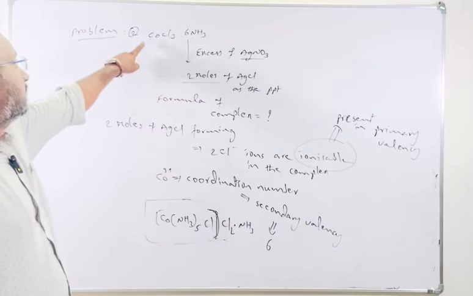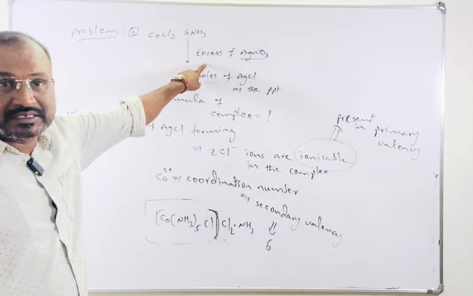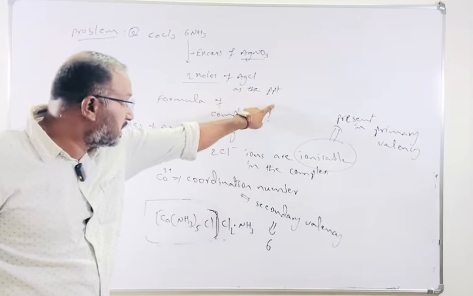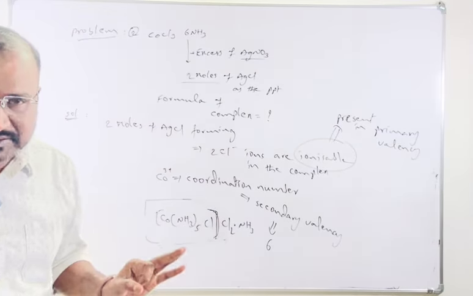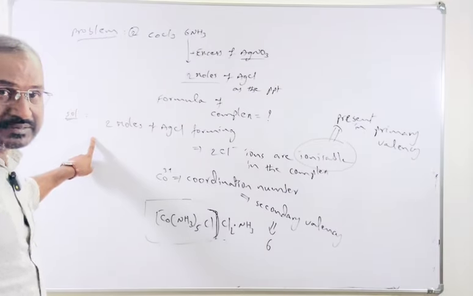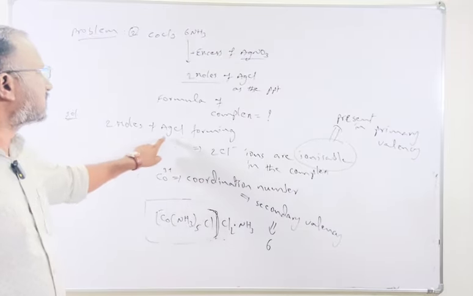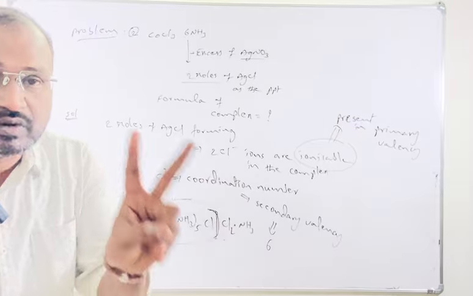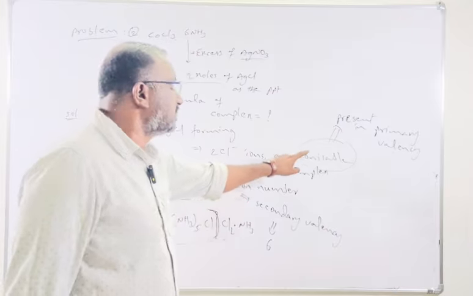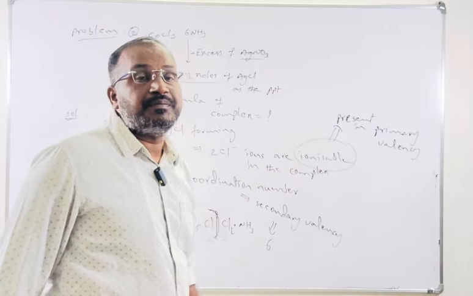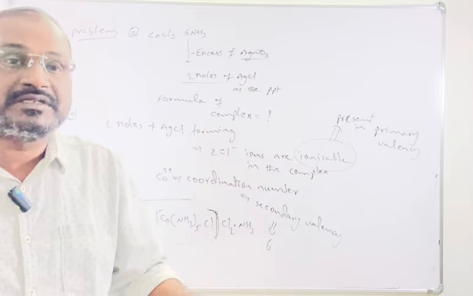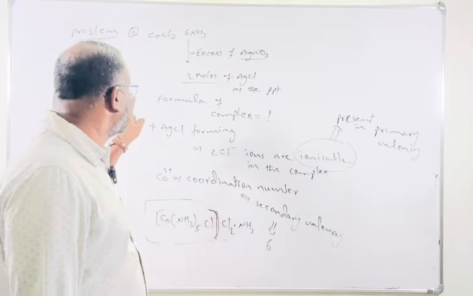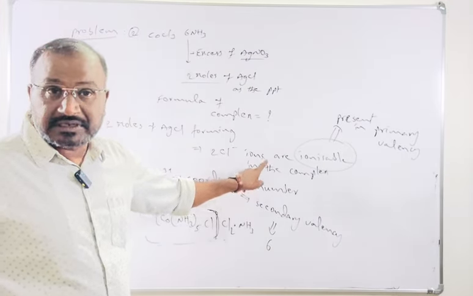Once again, I am saying briefly. When CoCl3·6NH3 is treated with excess AgNO3, we are getting 2 moles of AgCl as the precipitate. What is the formula of the complex, you may ask. The solution is very simple and easy. 2 moles of AgCl forming means 2 chloride ions in the complex are ionizable, present in the primary valency. Why? Because those present in primary valency are ionizable; those present in secondary valency are non-ionizable.